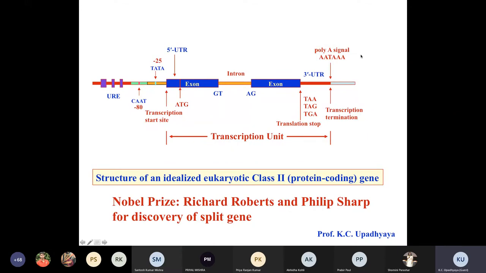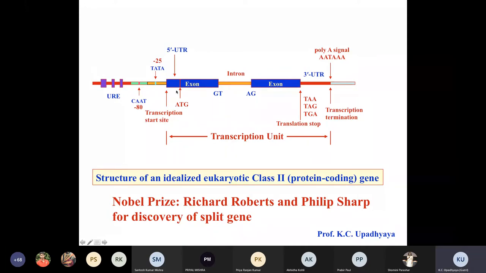There is a poly A signal at the end of the 3' untranslated region. There is an AATAAA signal. The poly A polymerase adds, in the processing of the transcript, multiple A residues at the 3' end. Again, I said that always when we write nucleotides, we write the sequence from 5' to 3'.